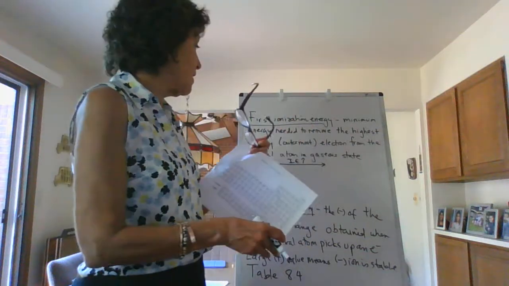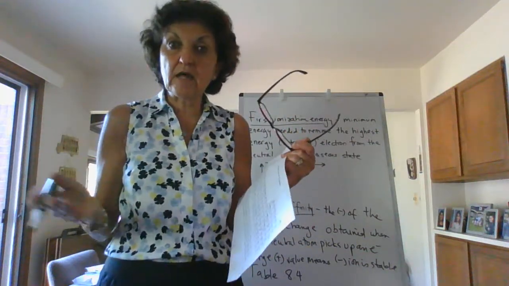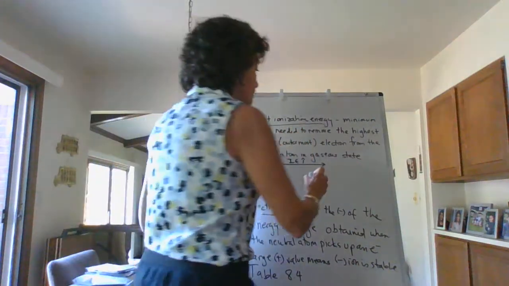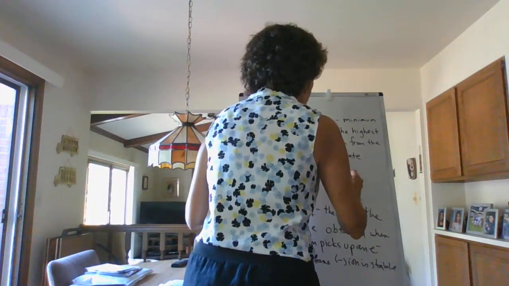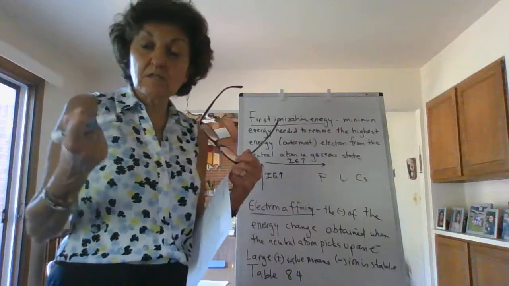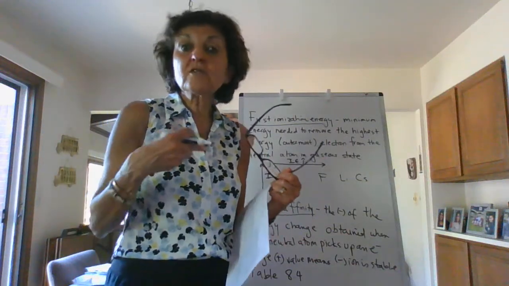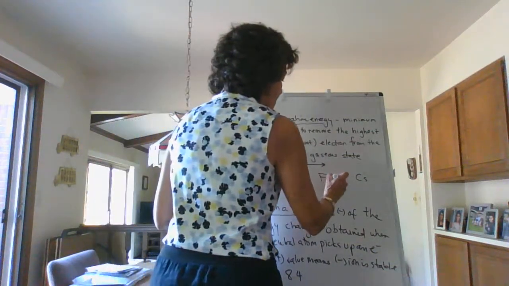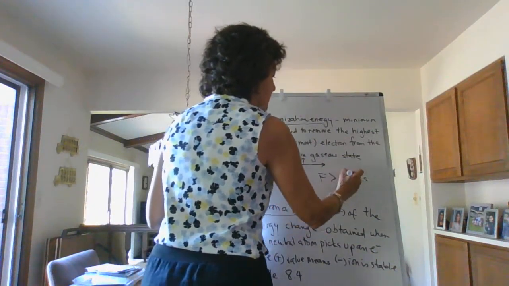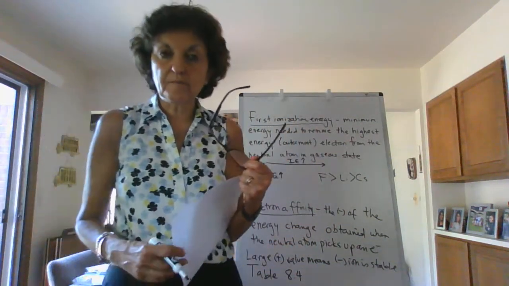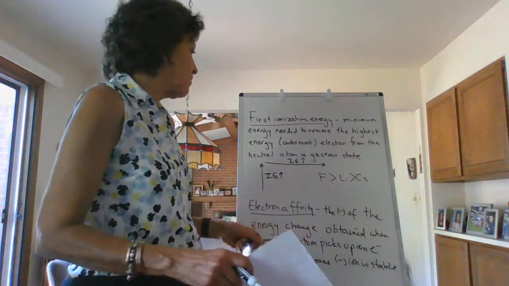Okay, so if you've got a list of elements, who's going to have a higher ionization energy? Fluorine or lithium or cesium? Well, fluorine's going to have a much more difficult time letting go of an electron. Fluorine wants to gain electrons, not let go. So fluorine has a higher ionization energy than lithium, which has a higher ionization energy than cesium. Okay, so that's that concept.